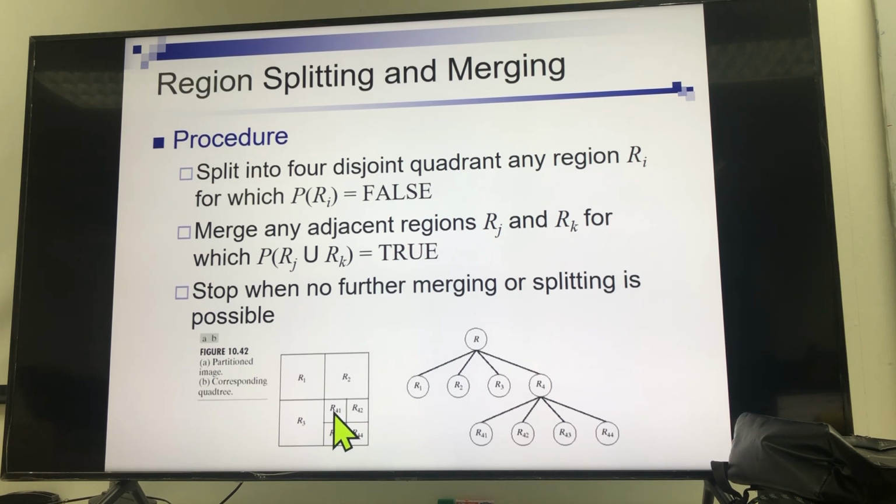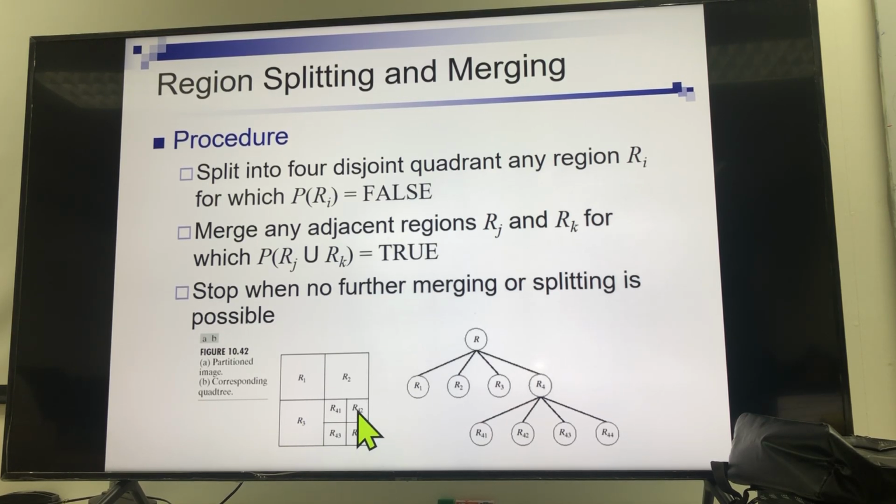For example, here R41. R41 is next to R2 and is next to R3. Then you need to check some criteria that they are the same. For example, the intensity values. If R41 has the same average intensity value as R2 and R3, then you merge them as one region.